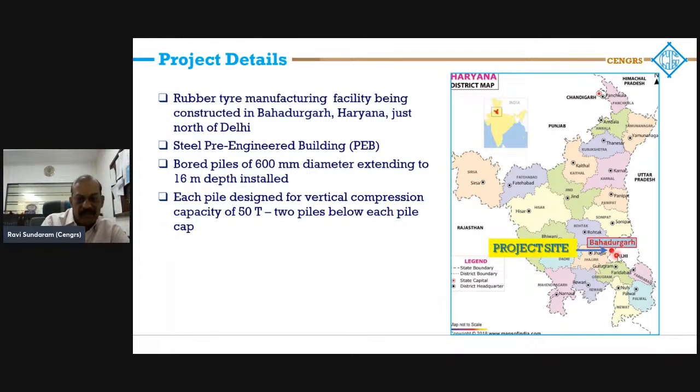So this is where the project was in Haryana. It was a rubber tire manufacturing facility just north of Delhi. It is a steel pre-engineered building. Bored piles of 600 mm diameter extending to 16-meter depth were installed. Each pile was designed for a vertical compression capacity of 50 tons. Two piles below each pile cap.